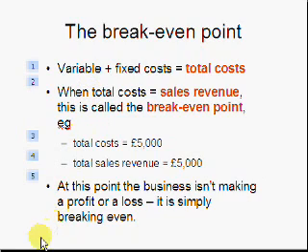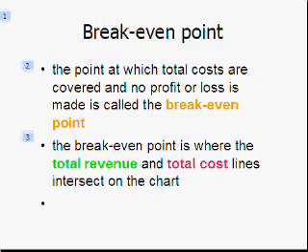When total cost is equal to sales revenue, this is called the break-even point. Example, total costs of 5,000, and then you have total sales revenue of 5,000. At this point, the business isn't making a profit or a loss. It is simply break-even. The point at which the total costs are covered and no profit or loss is made is called the break-even point.